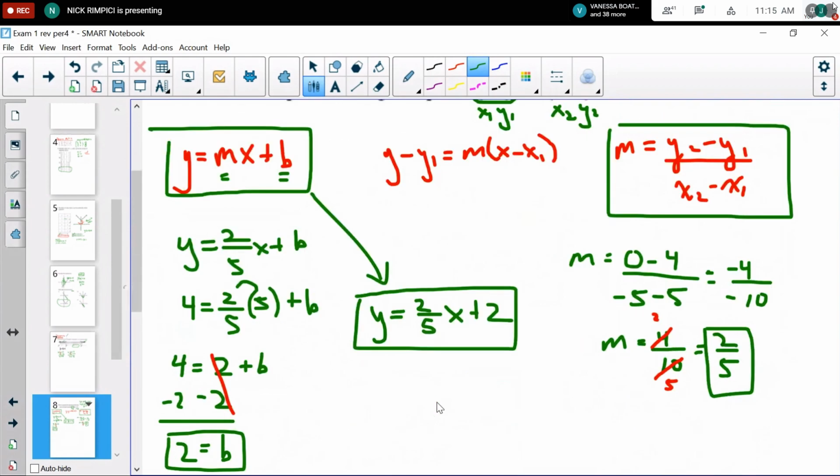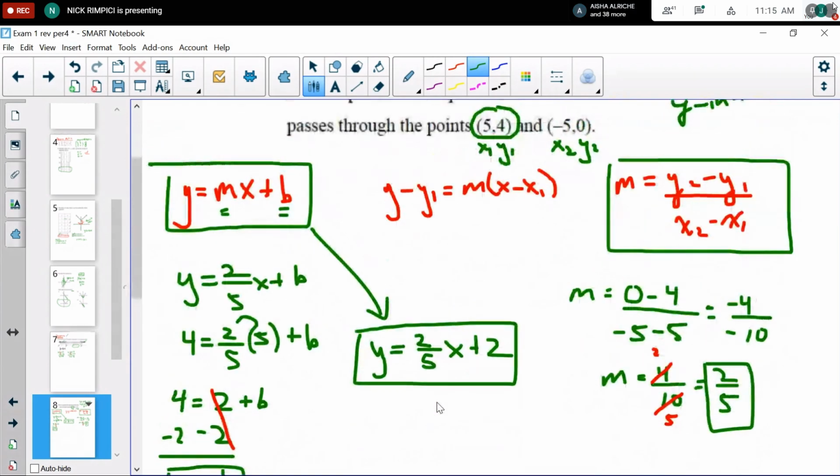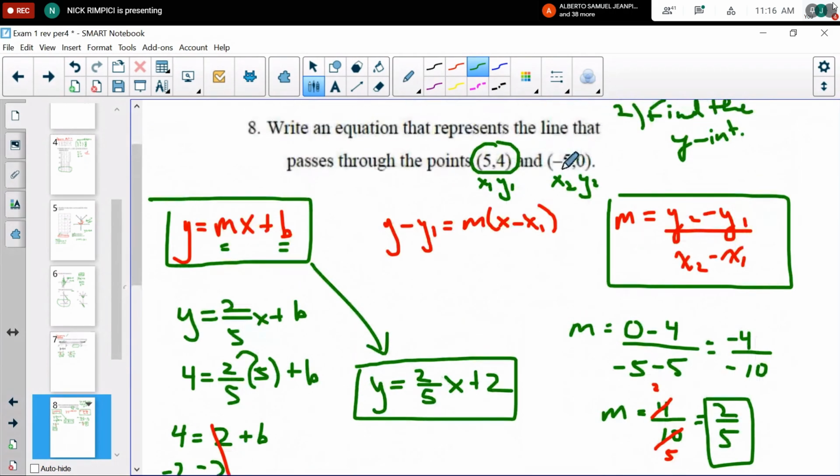Now, is there a way to check to make sure I didn't make any careless mistakes? There actually is. I can plot this line in Desmos, right? And then make sure these points are on the line. Because remember, the question asked, write an equation that represents the line that passes through, it has to go through 5, 4, and negative 5, 0. So this line had better include the coordinates 5, 4, and negative 5, 0. It should include them. That's my claim. I'm claiming that this line here includes these points.